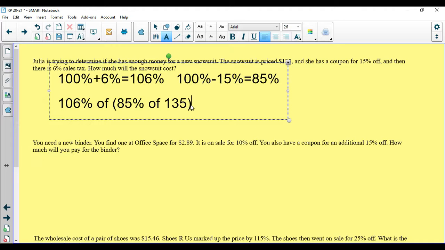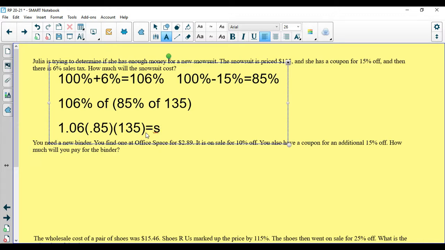Putting this into a percent equation, you still use the same steps that you used yesterday. I'm going to convert my percents to decimals. I do that by dividing by 100. And then I know that of means multiply. So if I have 106% of 85%, that means I'm multiplying it by my 85%, which you can see there I converted to a decimal. And then that was of 135, so I'm going to multiply that. And I'm using the parentheses to show my multiplication. That will give me the total cost of the snowsuit.